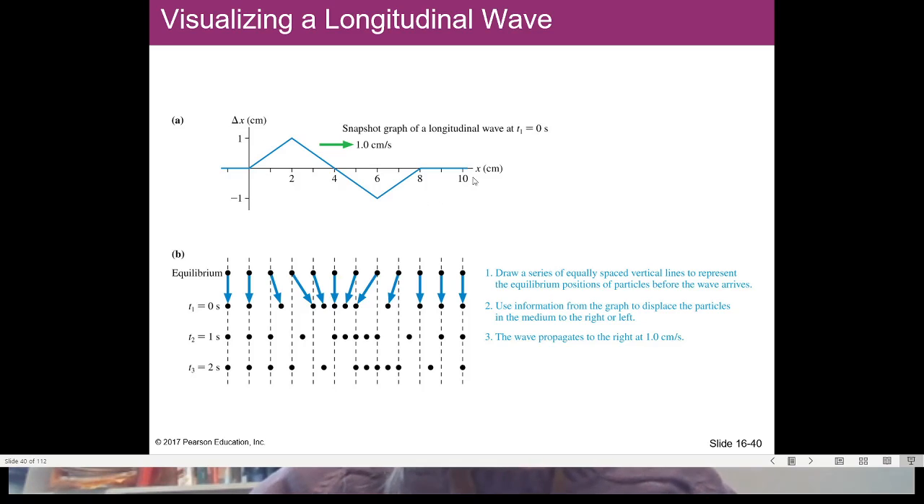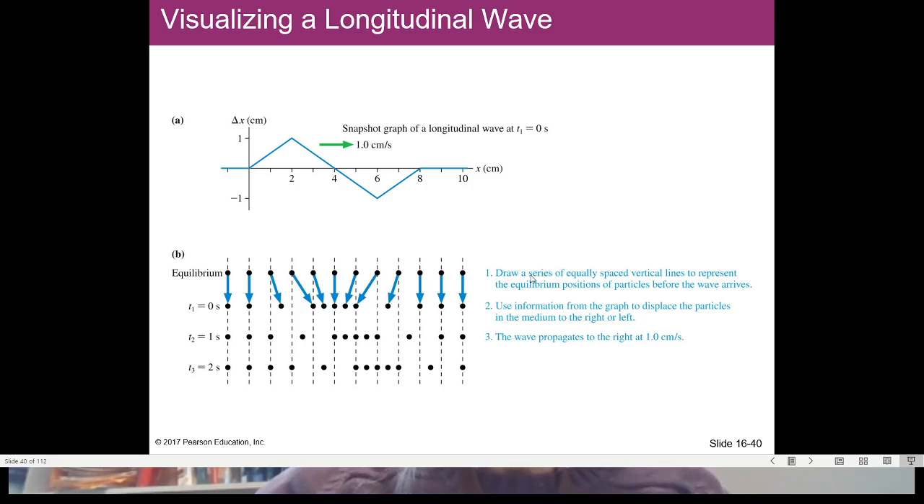And you can see that here's the direction of travel of the wave. It's along the x-axis. But now the displacement is written as delta x because that's in the same direction as the direction of travel. So this is delta x as a function of x. What's going on here is that the points get spread out or scrunched together, spread out or scrunched together. And that's the displacement in the same direction as x.